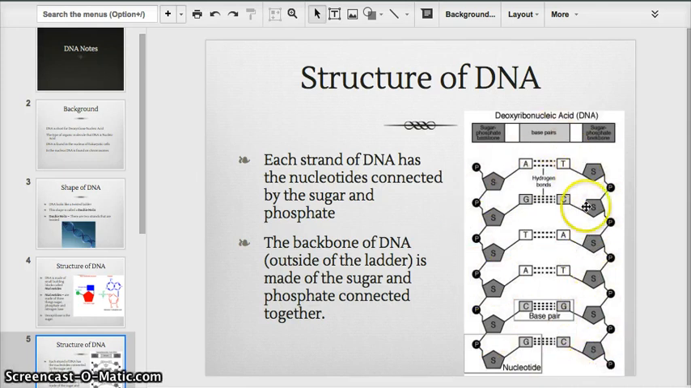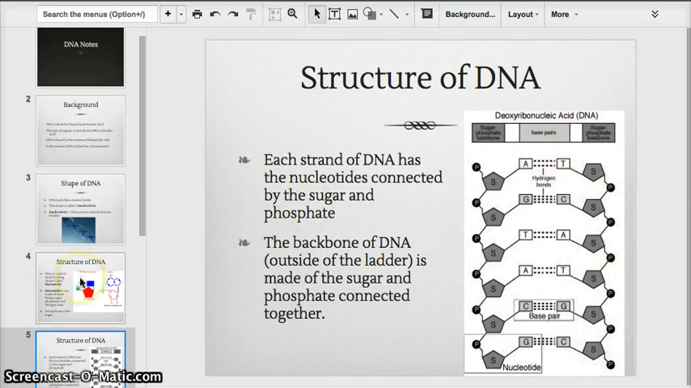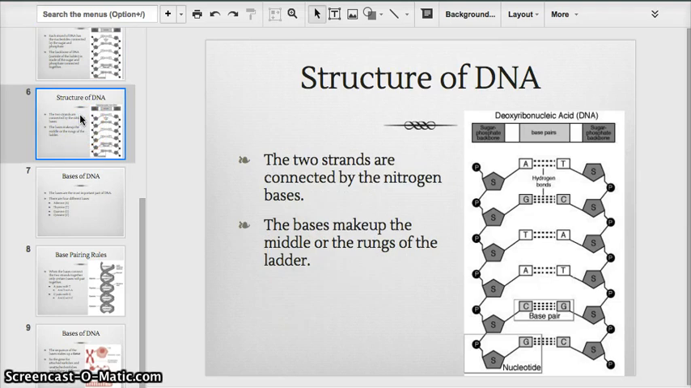This isn't the most important part of DNA. The most important part of DNA is the bases. In the middle, there are these bases here. A pairs with T, G pairs with C, which we'll talk about in a second. And the order of these bases determines our genes, which again we'll talk about later on. So the bases, the nitrogen bases, go in the middle.